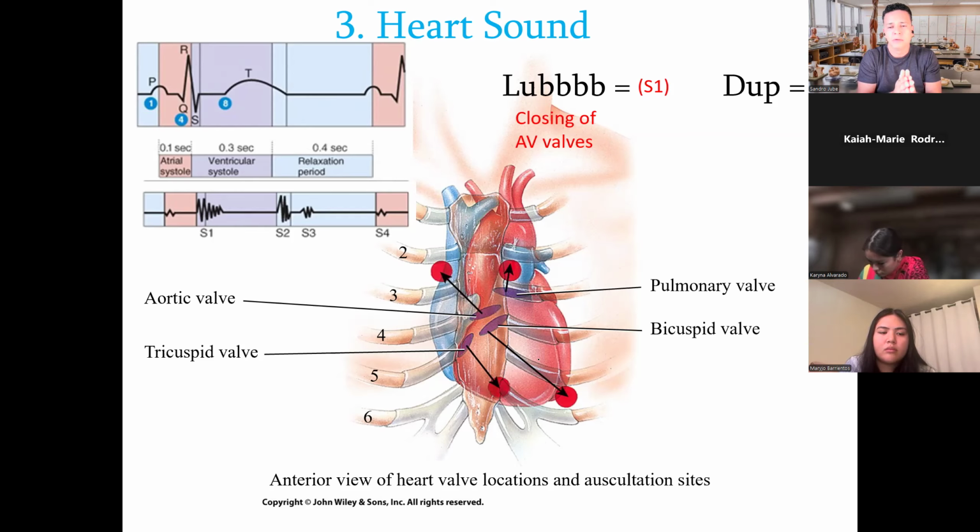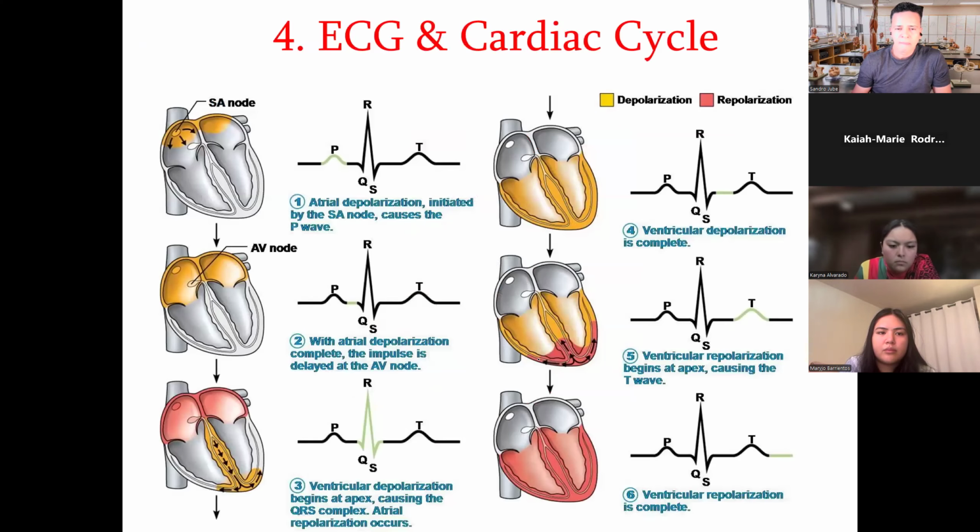Now, what about the dub sound? The dub sound, also called the S2, is due to the closing of the SL valves, both of them, pulmonary and aortic, at the same time. Okay? And finally, let's take a look at the ECG.